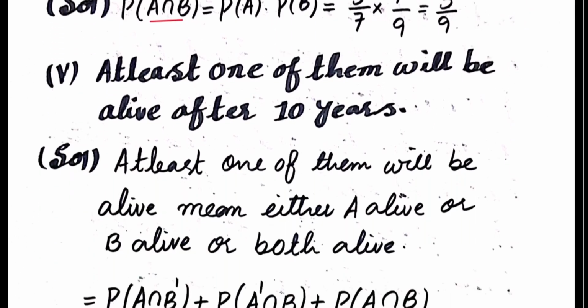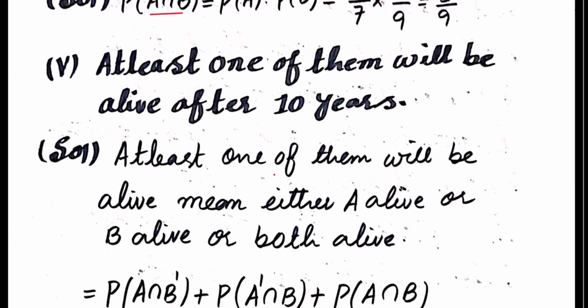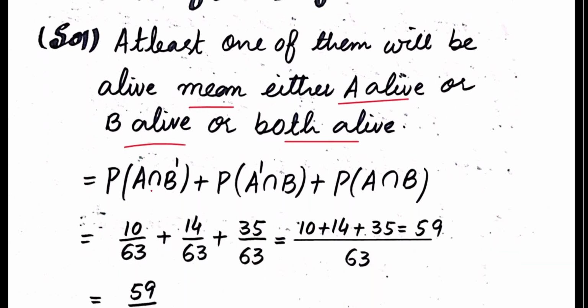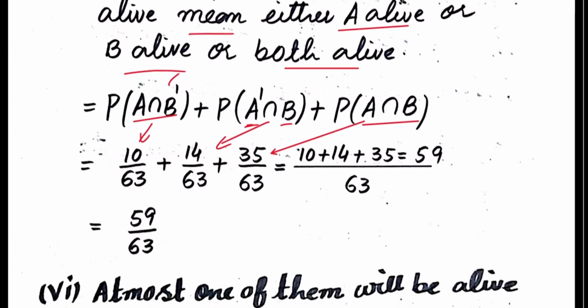At least one of them will be alive after 10 years. At least one of them alive means either A alive or B alive or both alive. If A alive, it is represented by A intersection B complement. A alive means B dead. B alive means A dead. Both alive, probability of A intersection B. Probability of A intersection B complement we have found is 10 by 63, this is 14 by 63, and probability of A intersection B is 35 by 63. After simplification, this gives 59 by 63.